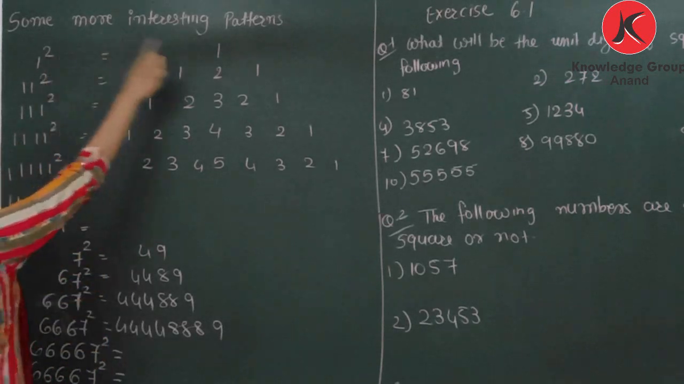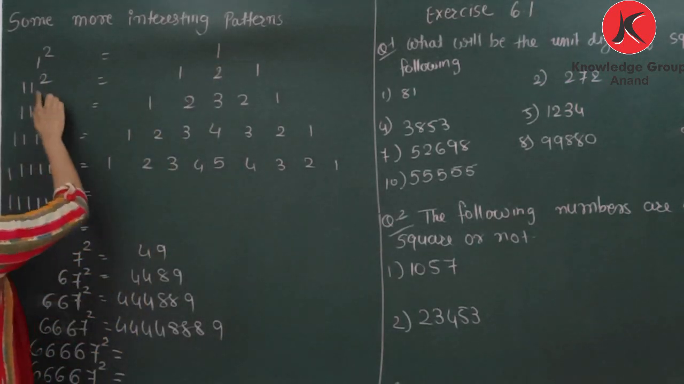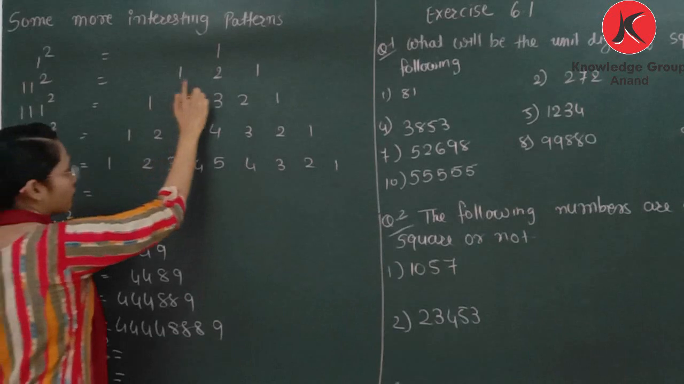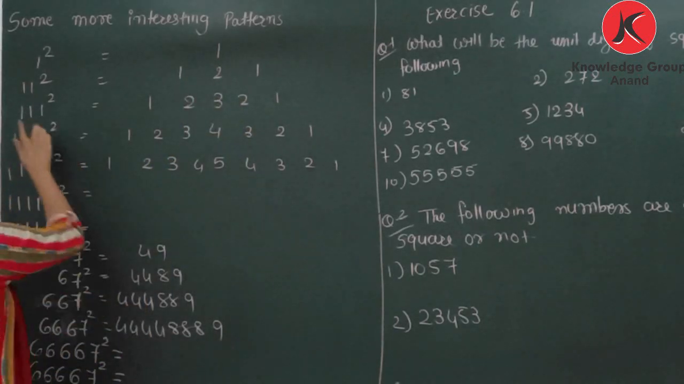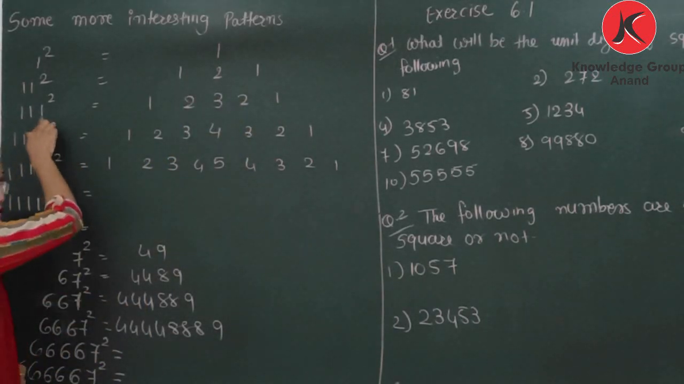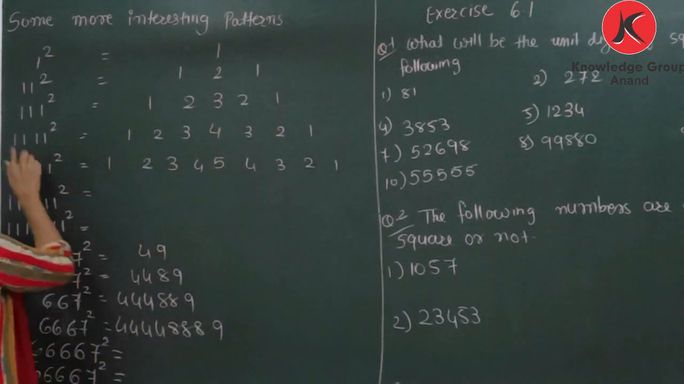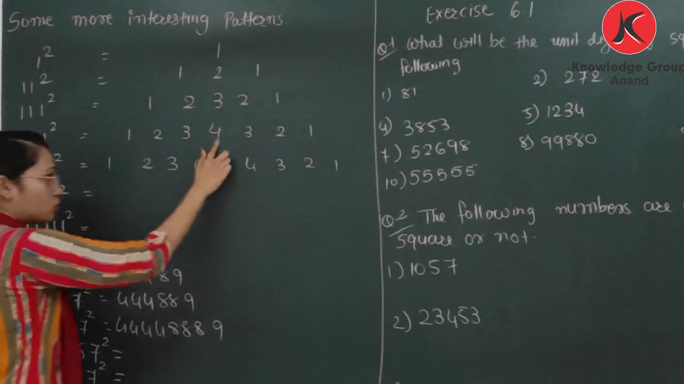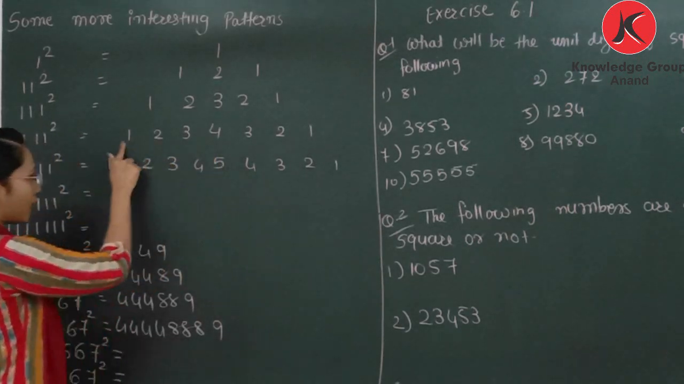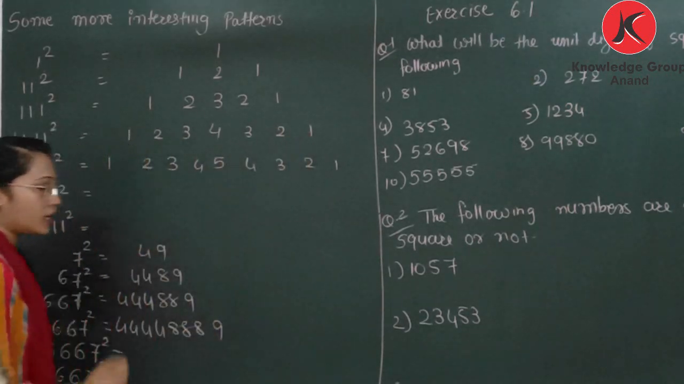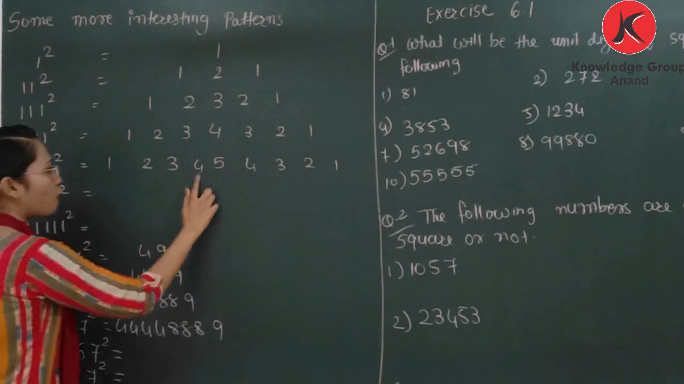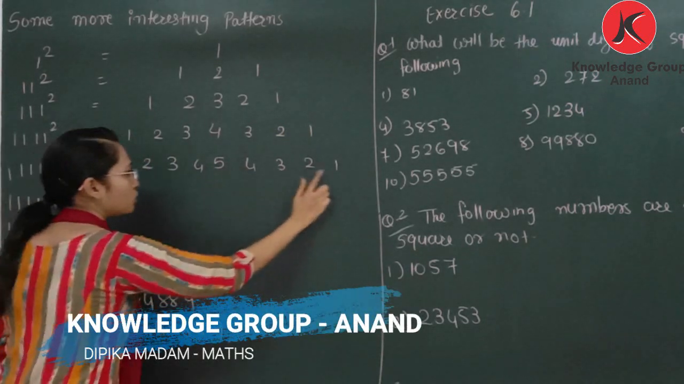So here 1 square is 1. 11 square is 121. So you can write 1 2 1. Now here 111 square, that is 12321. Now here 1111 square, so you need to write in the center 4: 1 2 3 4 3 2 1. Now here 11111 square, so 1 2 3 4 5 4 3 2 1.